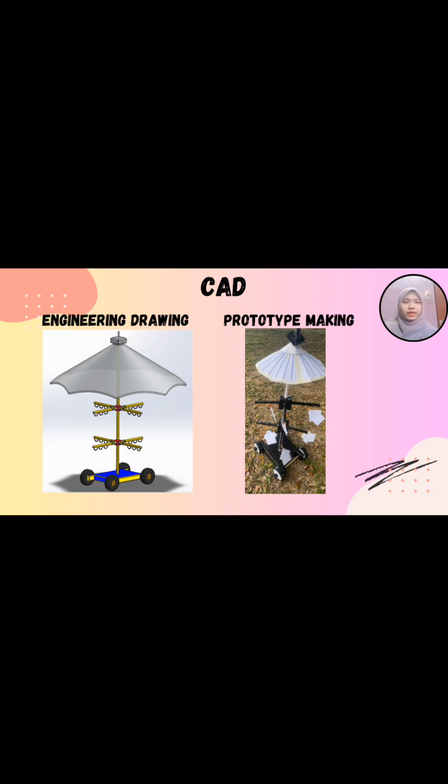For the base, it provides a stable foundation for the clothes rack. It ensures the rack remains upright and does not tip over when loaded with the clothes. Last but not least, the wheels allow for smooth movement and easy relocation of the rack.